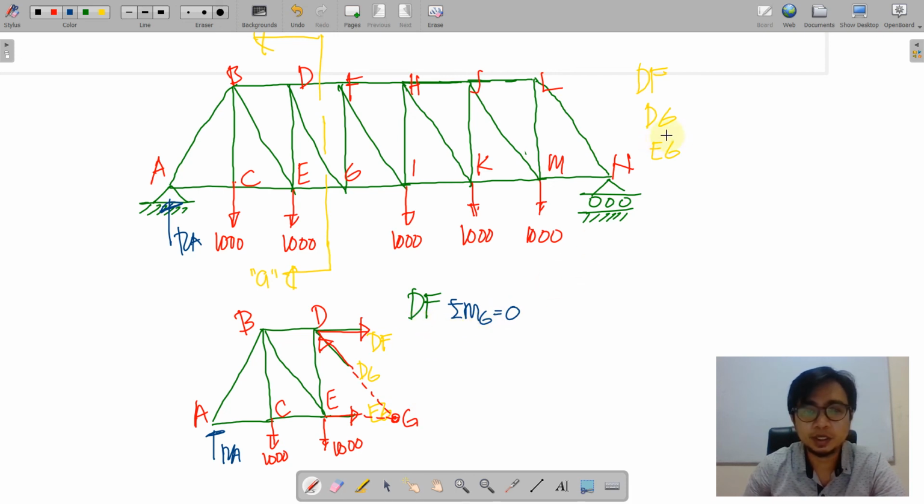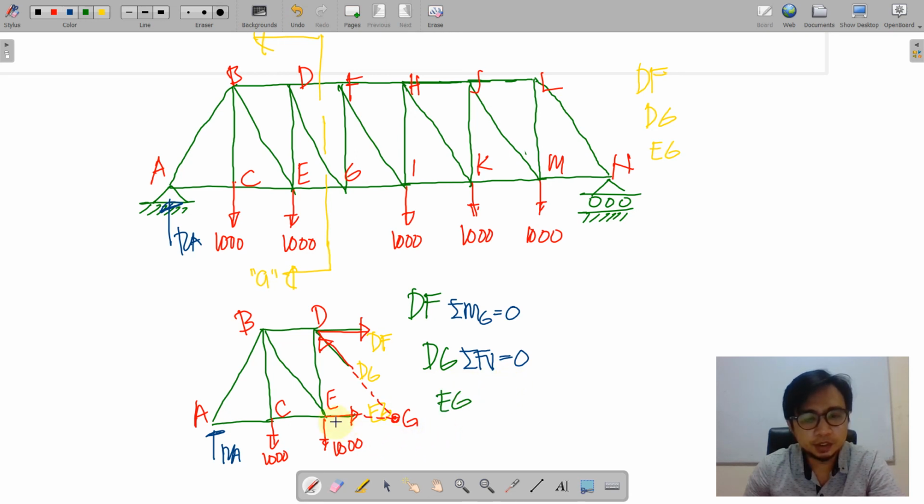If we are concerned now with DG, DG is actually the inclined member here, and the inclined member has two components, vertical and horizontal. But the other forces here are only horizontal. So there is no vertical component of DF as well as EG. We will take advantage of that, and for DG, we'll just apply the equilibrium equation along the vertical axis, because DF and EG will be eliminated when we use this one.